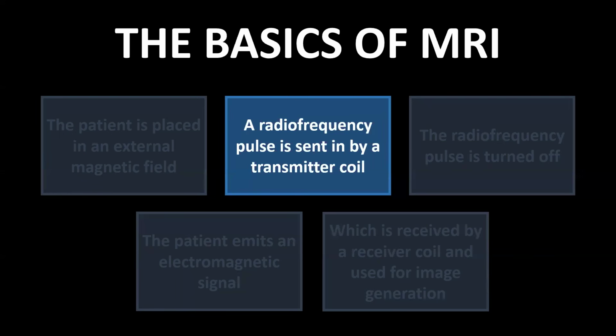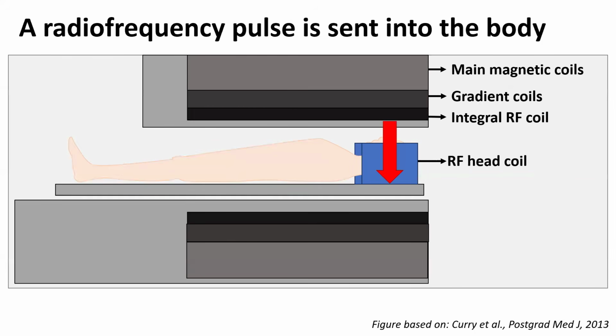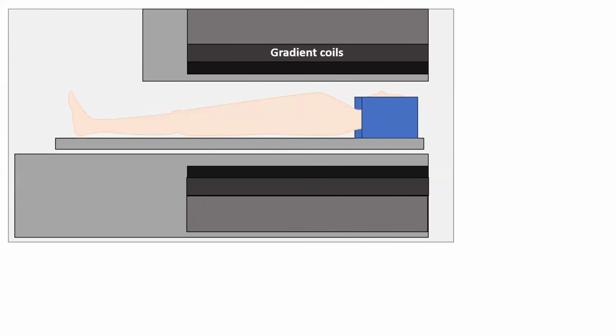Well, we're going to use a radio frequency pulse for that, sent in by a so-called transmitter coil. This probably requires a little explanation. So, what is an MRI machine composed of? This is extremely basic, but we have main magnetic coils, gradient coils, and radio frequency coils. And coils are basically able to generate magnetic fields.